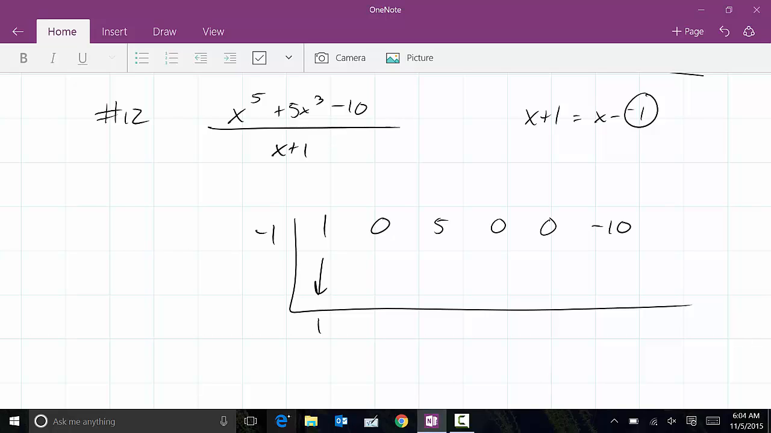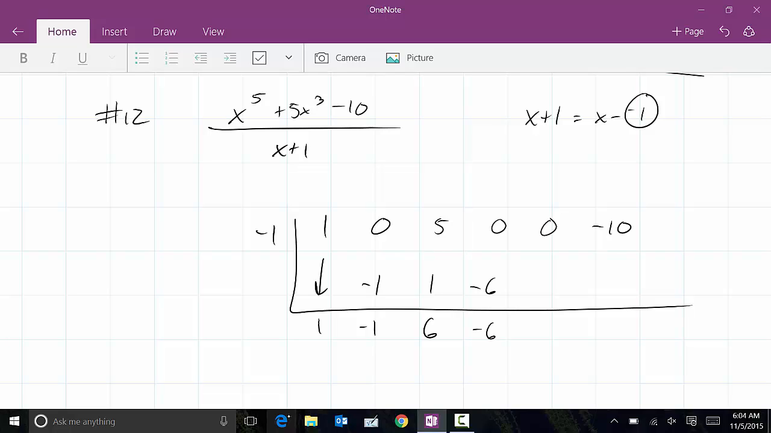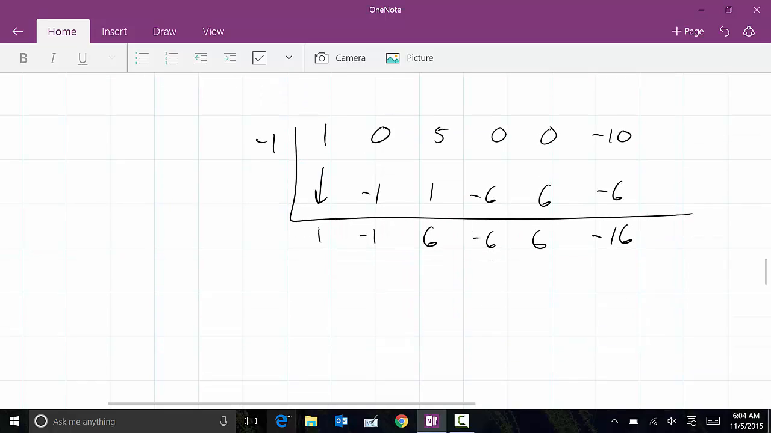So I started off by bringing down the 1. Negative 1 times 1 is negative 1. Add down, which is negative 1. Multiply, negative 1 times negative 1 is positive 1. Add down, which is 6. Multiply, that's negative 6. Add down, which is negative 6. Multiply, which is positive 6. Add down, which is positive 6. Multiply, which is negative 6 again. Add down, that's negative 16.